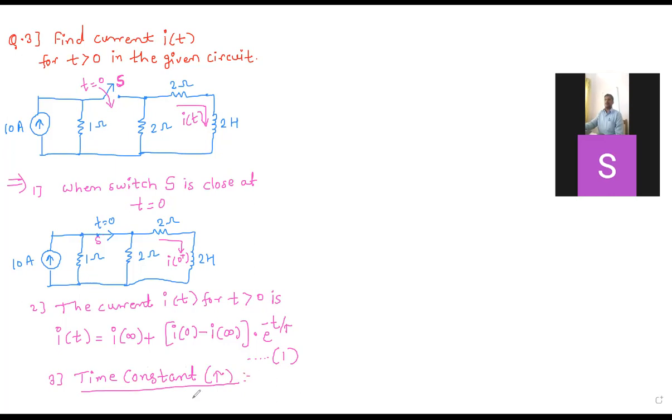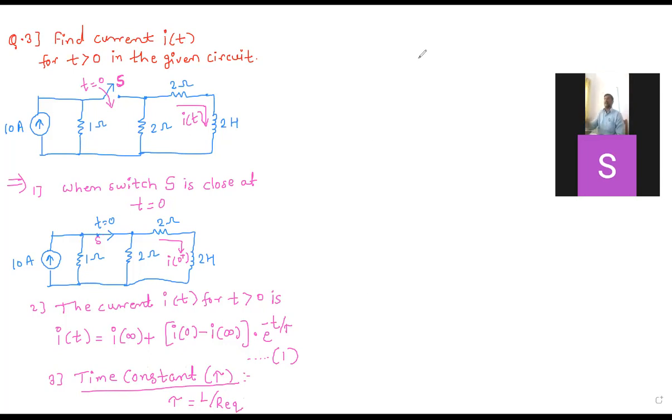So for an RL circuit, what is the equation of the time constant? Tau is equal to L by R. But here R is nothing but R equivalent, because multiple resistors are there. So it is L by R equivalent. So you have to find out now R equivalent.